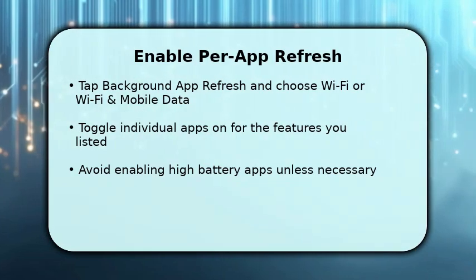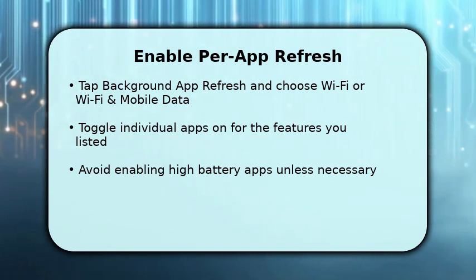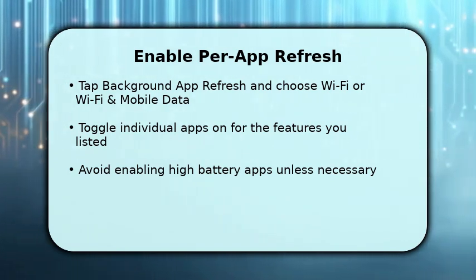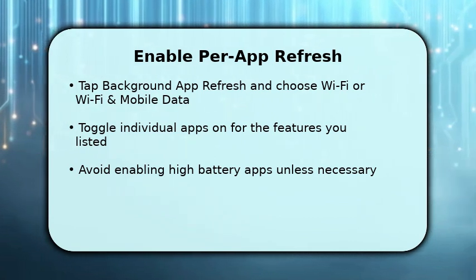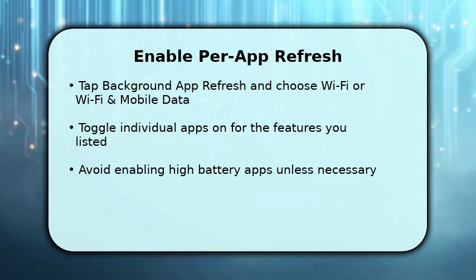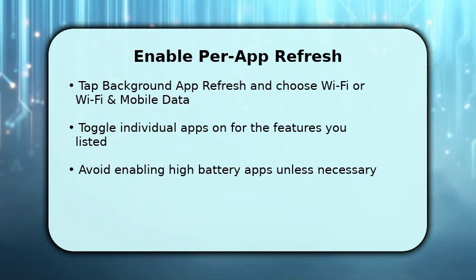Now you choose the refresh scope, Wi-Fi only or Wi-Fi and mobile data, depending on data constraints. You'll then toggle each app you listed, enabling the ones that need live updates and leaving heavy battery users off. Make sure to prioritize apps that deliver critical notifications or location-based info.